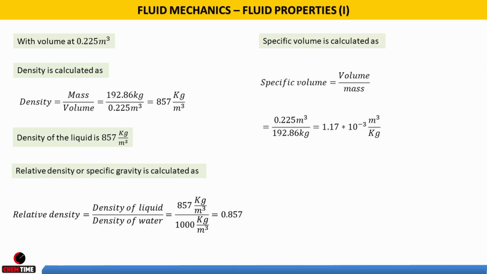With a volume of 0.225 meter cube, the density can be calculated as density is equal to mass by volume. Mass is 192.86 kg divided by 0.225 meter cube, that is 857 kg per meter cube.